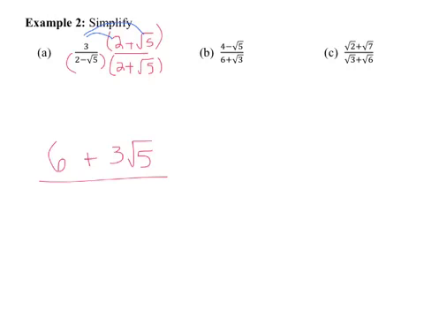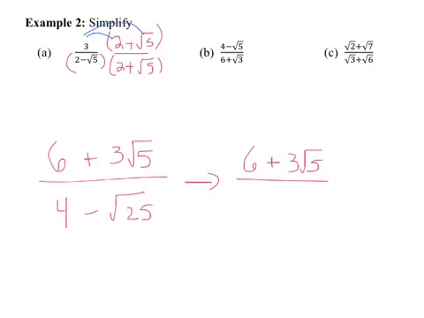Denominator, it's difference of two squares. So just do first and last. You don't have to do the outer and the inner because they're going to cancel as we saw. First will give me 2 times 2, which is 4. Last is going to be minus root 25. Again, the inner and the outer part of FOIL don't matter when you're using difference of two squares. The numerator remains the same. There's no like terms to combine. The denominator just becomes 4 minus 5, which is just negative 1.